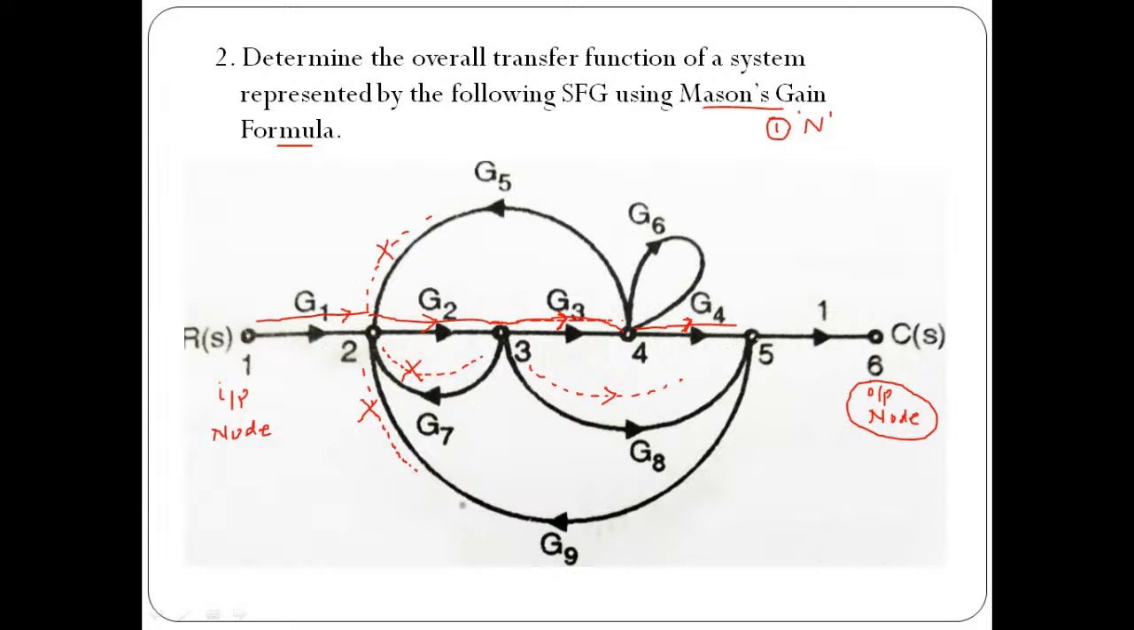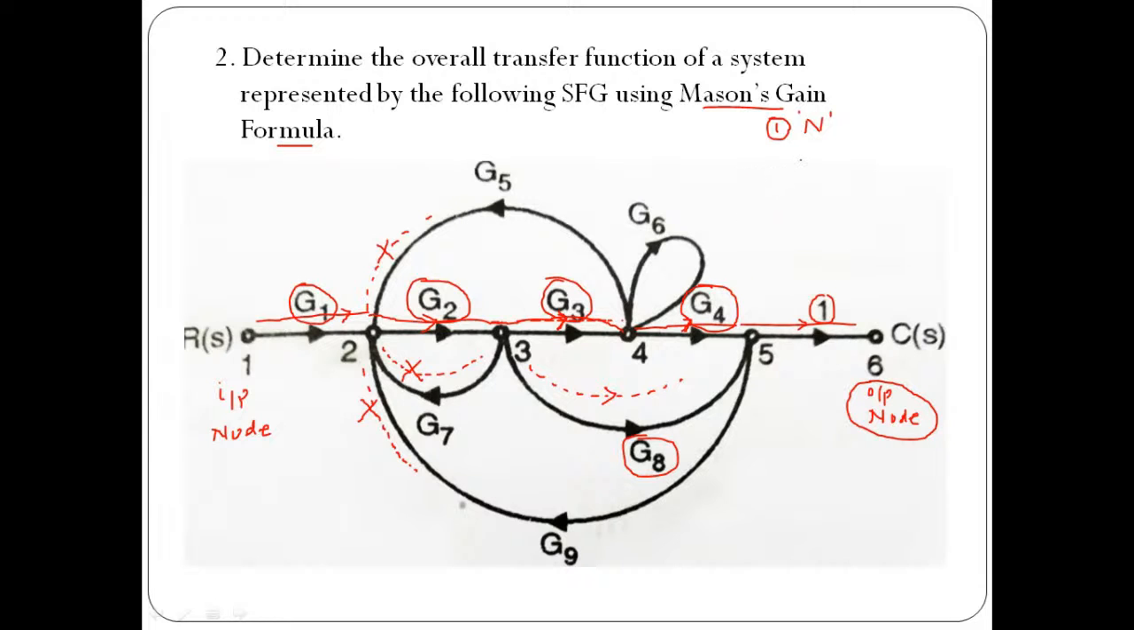And then from node number 5 to node number 6, again we need to move through a branch of gain exactly equal to 1. So this will be the first forward path, having a gain of G1 multiplied by G2 multiplied by G3 multiplied by G4. That is important. In the same way, if you move from node number 3 to node number 5 directly through the gain of G8 and then multiplied by this 1, it will be the second forward path.